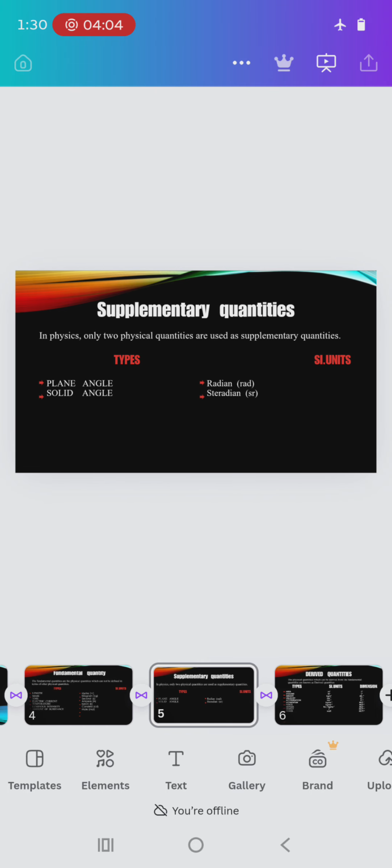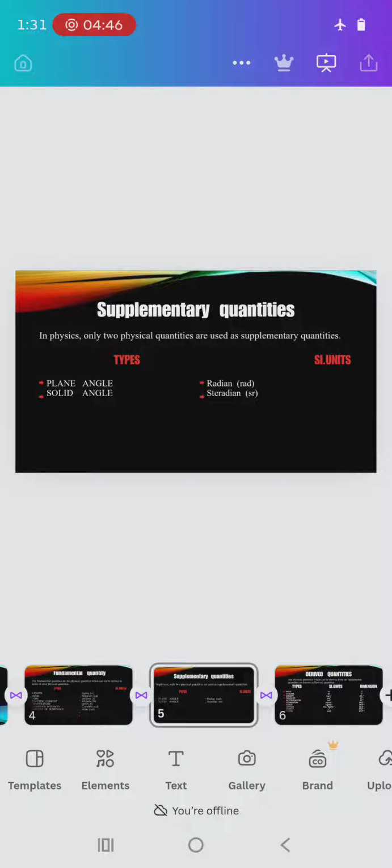Supplementary quantity. In physics, only two physical quantities are used as supplementary quantities. The first one is the plane angle. The next one is solid angle. The plane angle, the SI unit is radian, represented as rad. Next one is the solid angle. Its SI unit is steradian, sr.